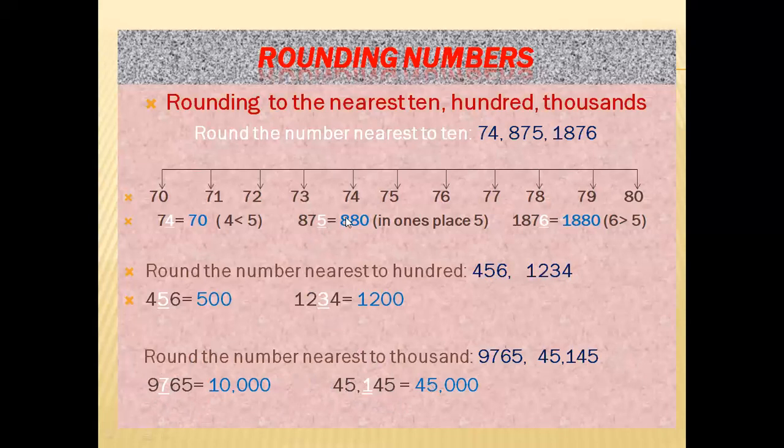Understood now how to round the number nearest to 10, 100, 1000? Okay, see some more examples.